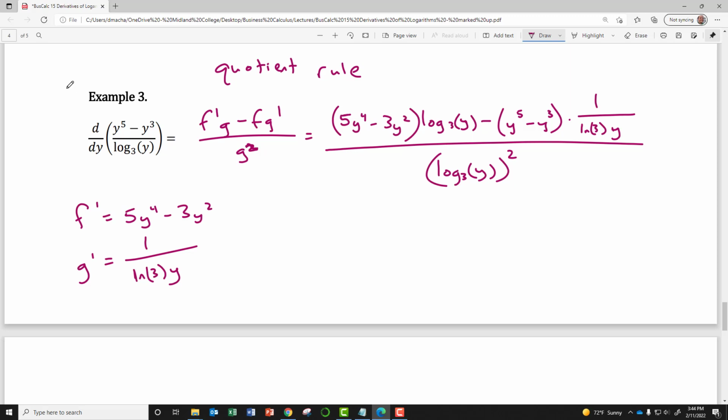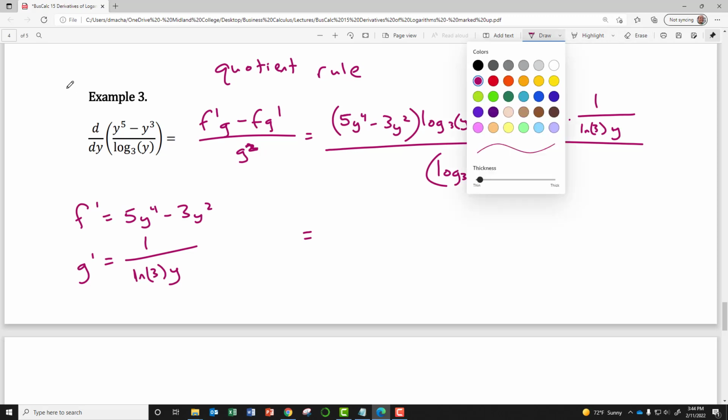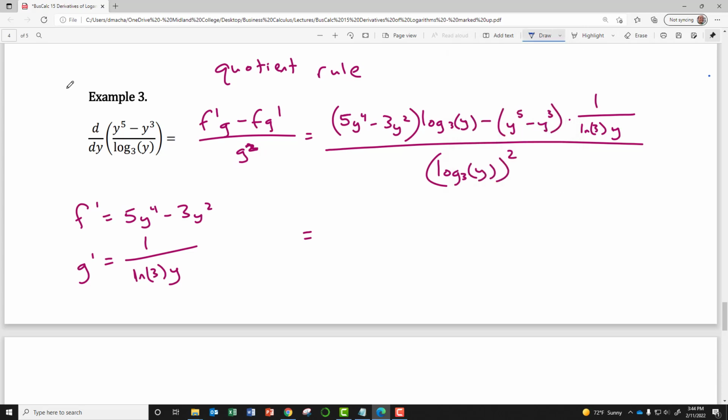Okay, we can simplify the numerator just a little bit. Because notice I have a 1 over y over here, multiplying the y to the 5th minus y to the 3rd. And so this is cheating a little bit, but I'm going to get rid of that y in the denominator and make that 5 into a 4 and make that 3 into a 2. So I just divided y to the 5th divided by y is y to the 4th, and y to the 3rd divided by y is y to the 2nd.